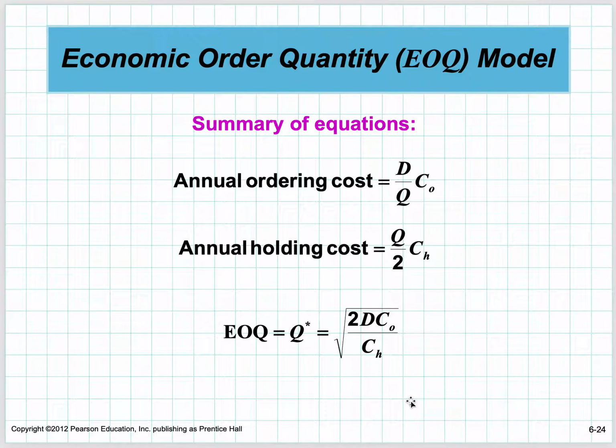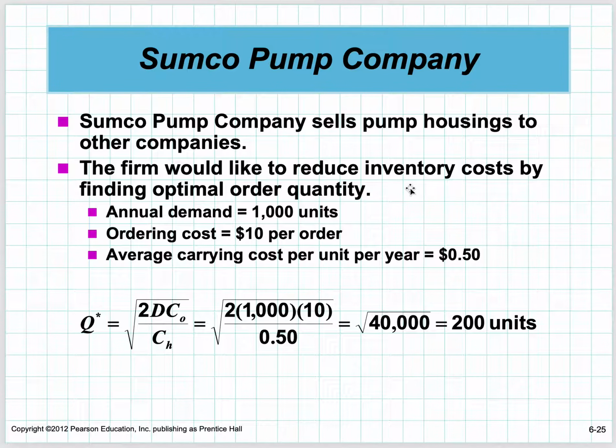So here's a summary of equations. Annual ordering cost, annual holding cost, EOQ. If you do the EOQ problem right, the ordering cost and the holding cost should be exactly the same.